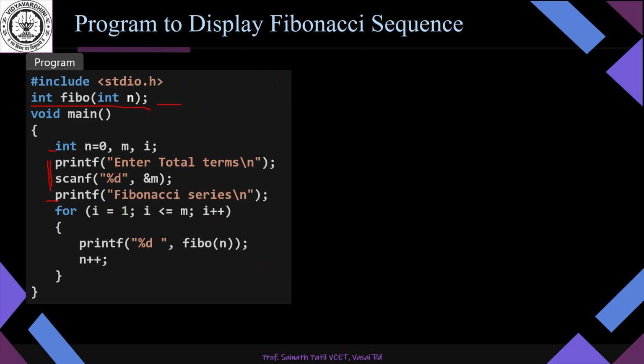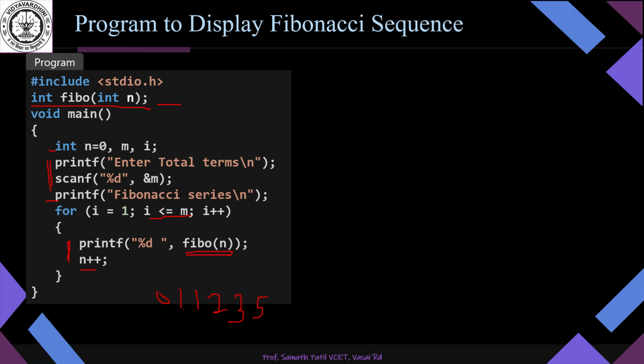And to display the Fibonacci series, I use a for loop: for i is equal to 1; i less than m; i plus plus. That is, this loop gets executed again and again. Printf percent d, here I am making a call to the recursive function, that is fibo of n, and n plus plus, because every time we have to display numbers from 0, that is the first number, then 1 the second number, then 0 plus 1 is 1, then 1 plus 1 is 2, and 1 plus 2 is 3. This is the series. 2 plus 3 is 5, like that.